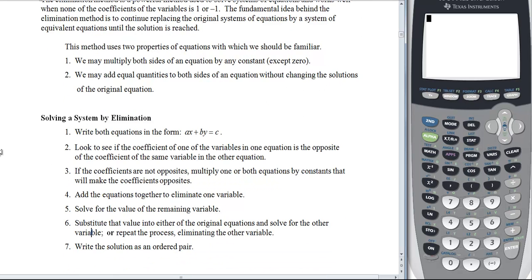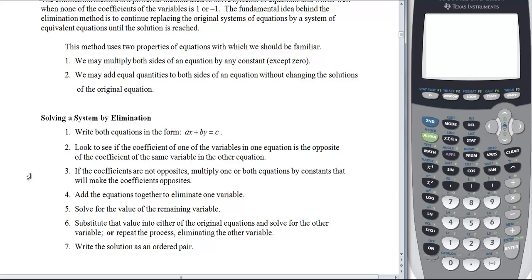Now, solving a system, here are the steps I've got to go through. First thing, write both equations in the form ax plus by equals c. That means all my variables are to the left and my constants to the right of the equal sign. Look to see if the coefficients of one of the variables in one equation is the opposite of the coefficient of the same variable in the other.